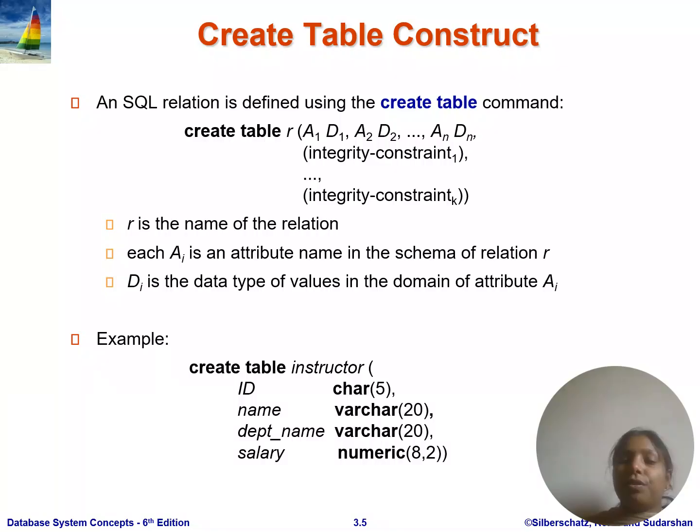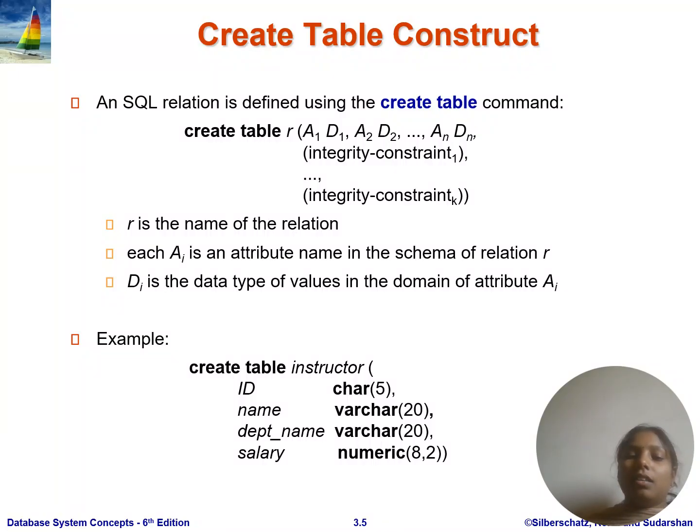Then mainly we concentrate on the query language, that is, create table, or constructing a table. The syntax is create table followed by the table name with the integrity constraints. Here r is the name of the relation, each A is the name of an attribute in the schema of relation r, and D is the data type, that is, the domain of the values of attribute A. For example, create table instructor: instructor is the table name, the table name is the entity, and the entity has multiple attributes, so we define them using the domains.